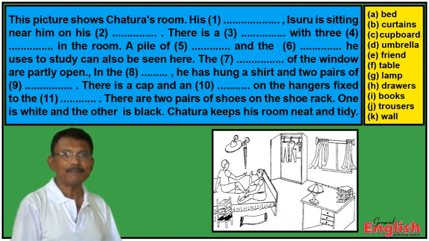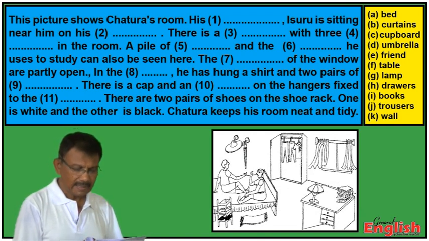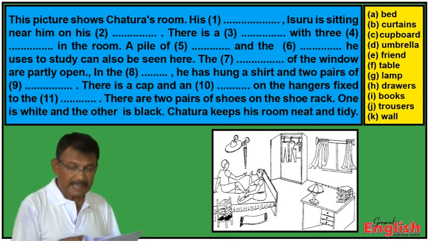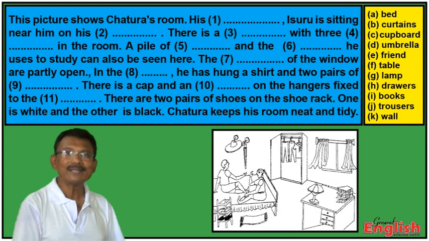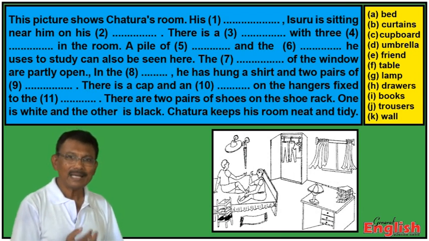Lamp can be seen. So I am sure I have taught you the lesson on can be. If not, I will teach you that later. Can also be seen here. We can see a pile of books and the lamp.